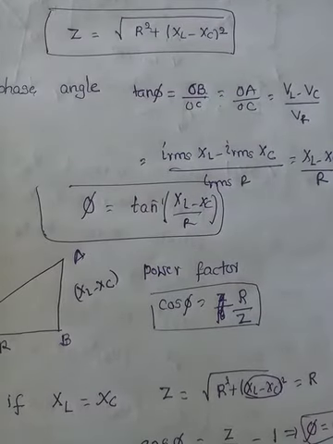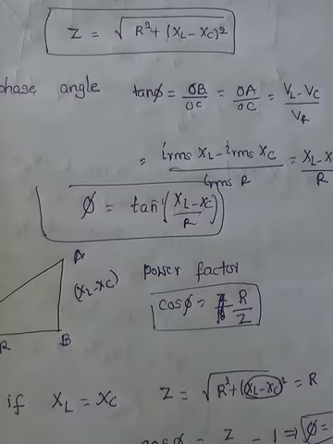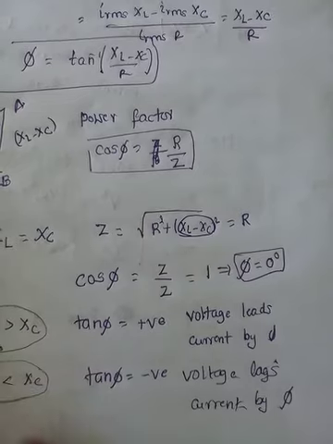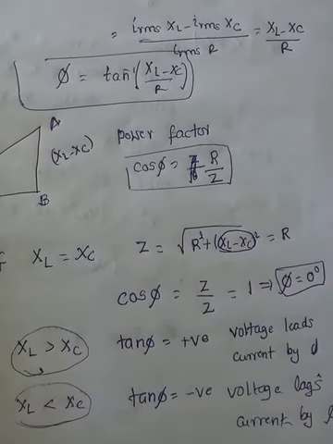In the circuit, overall the voltage either leads or lags the current. If voltage leads current, XL is greater than XC. If voltage lags current, XL is less than XC.